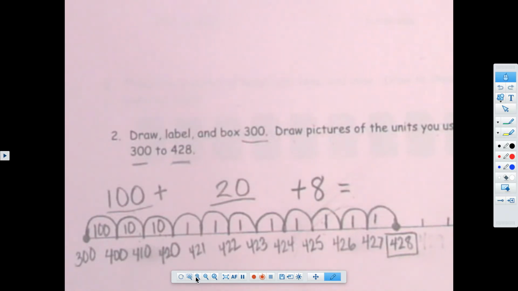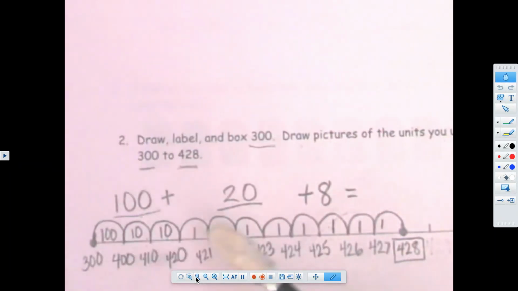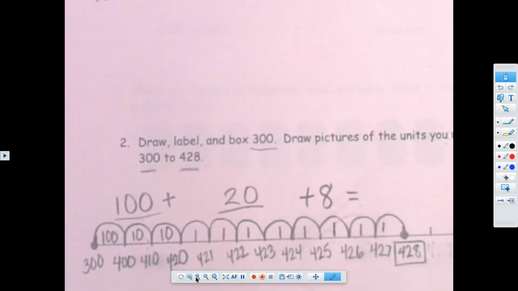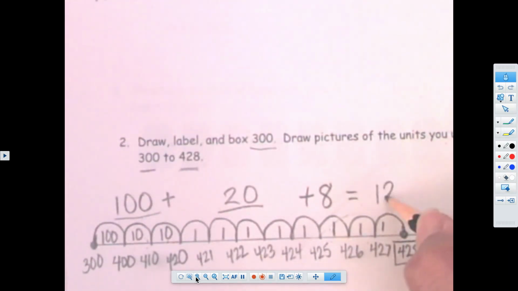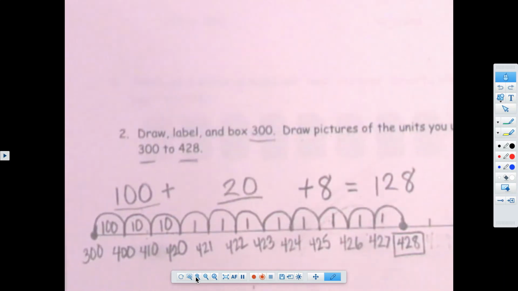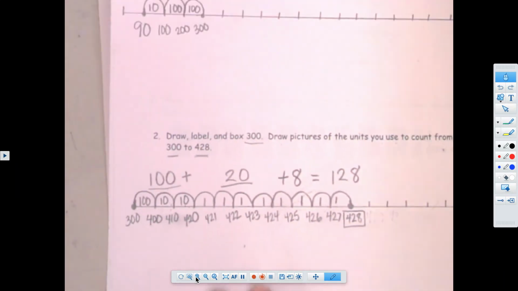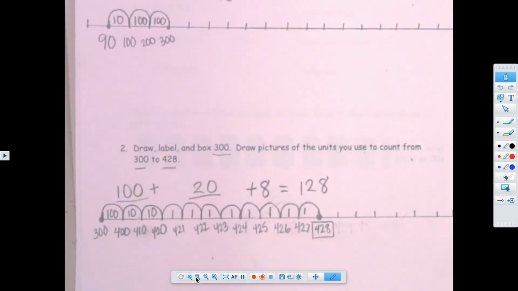Okay, Logan. 100 plus 20 plus 8. 128. Yeah, 128. Good. Okay, good job, Logan. All right, so there is our answer. So it was already kind of written in expanded notation because we started with a larger number. And then we went into tens and then ones.